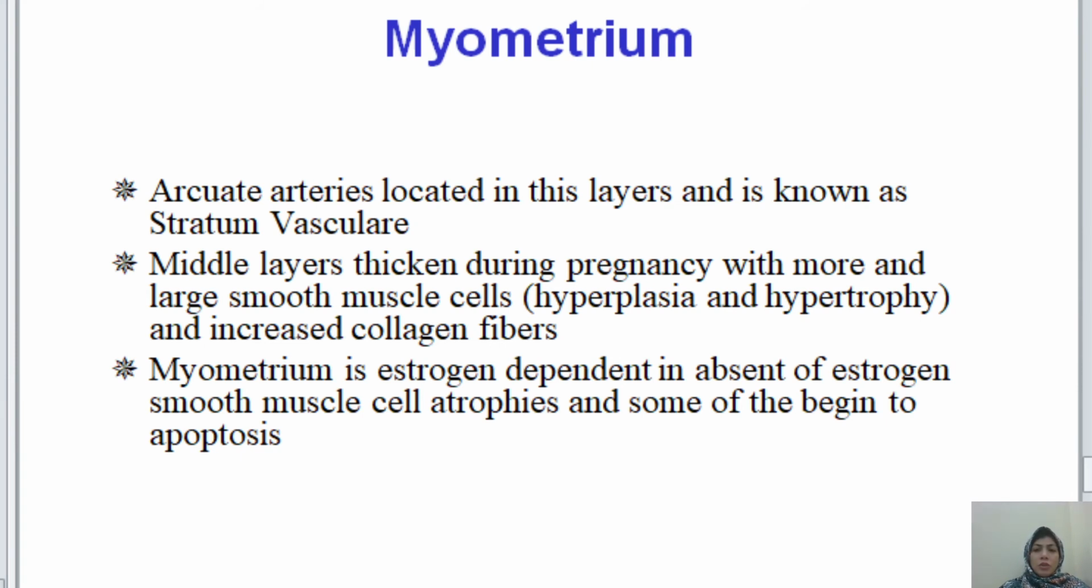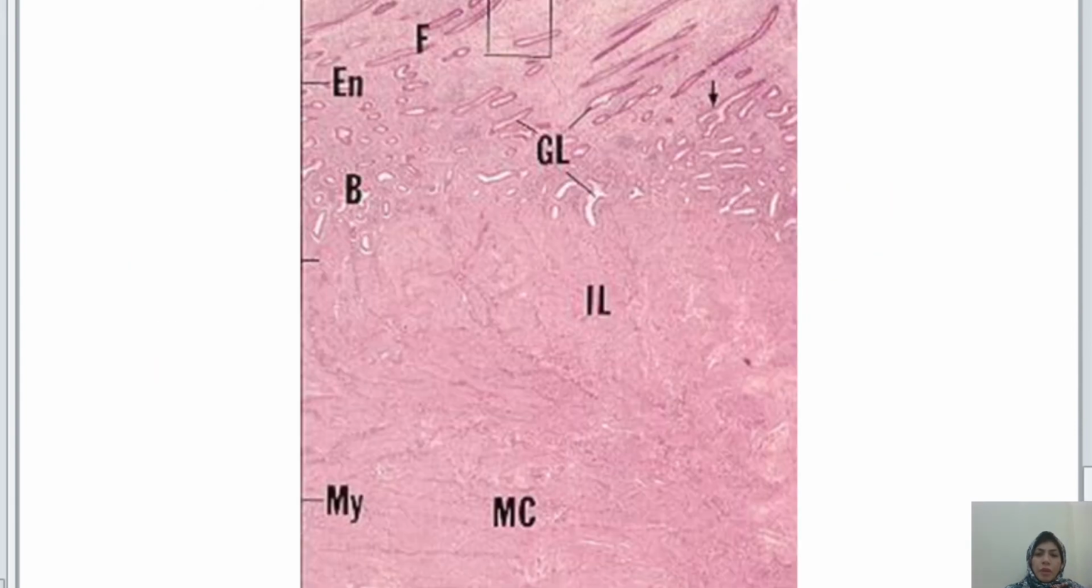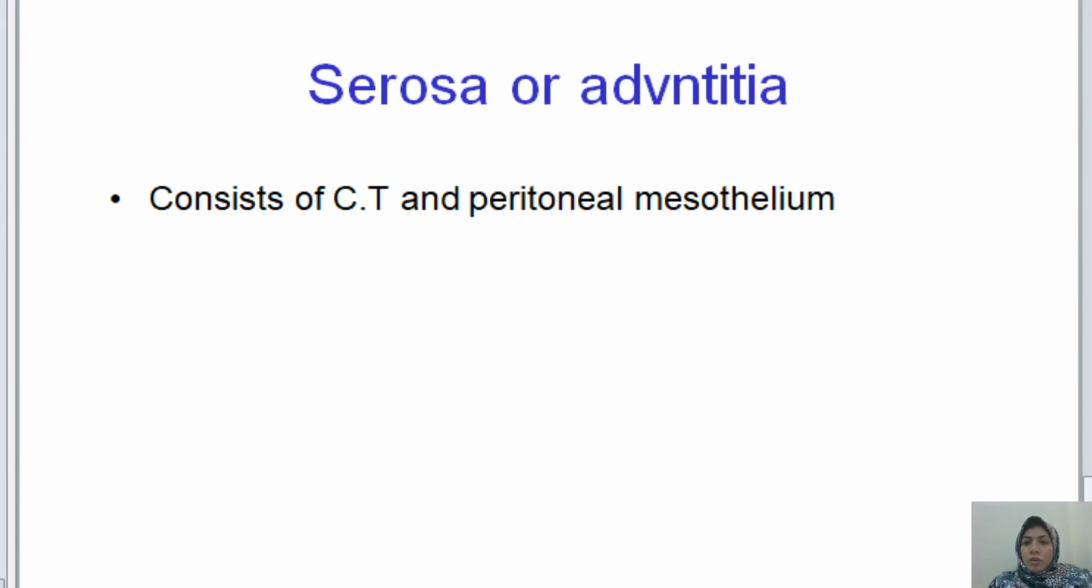Myometrium is estrogen dependent, and in the absence of estrogen, smooth muscle cells atrophy, and some of them begin apoptosis. This is a picture that shows the myometrium, the thickest layer of the uterus. Serosa or adventitia is the outer layer of the uterus, and it consists of connective tissue and peritoneal mesothelium.